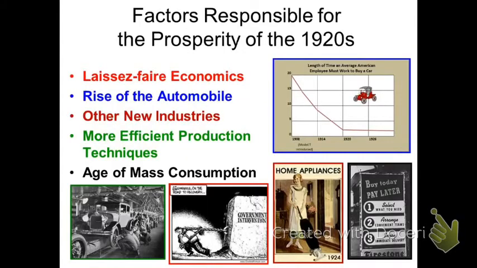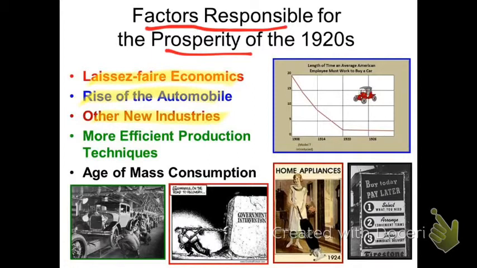Our first slide deals with the factors responsible for the prosperity of the 1920s. So we have the factors responsible for the prosperity. Number 1, we have laissez-faire economics, government hands-off, allowing businesses to do what businesses do. The second one, the rise of the automobile. As the automobile industry grew, so did other industries that were related to it, and we'll talk about that as we go. Other new industries.